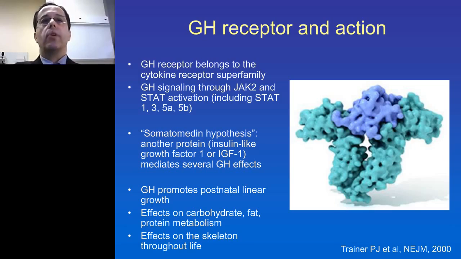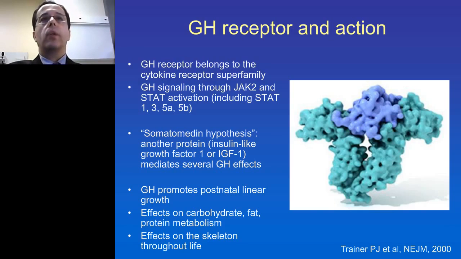Quite a few years ago now, the somatomedin hypothesis was postulated, which is now known to be true, of course. According to this hypothesis, there's another protein known currently as insulin-like growth factor 1, or IGF-1, which mediates many of growth hormone's effects. So growth hormone directly or indirectly promotes postnatal linear growth. It also has effects on carbohydrate, fat, and protein metabolism, and it does have effects on the skeleton throughout life, as we will see.